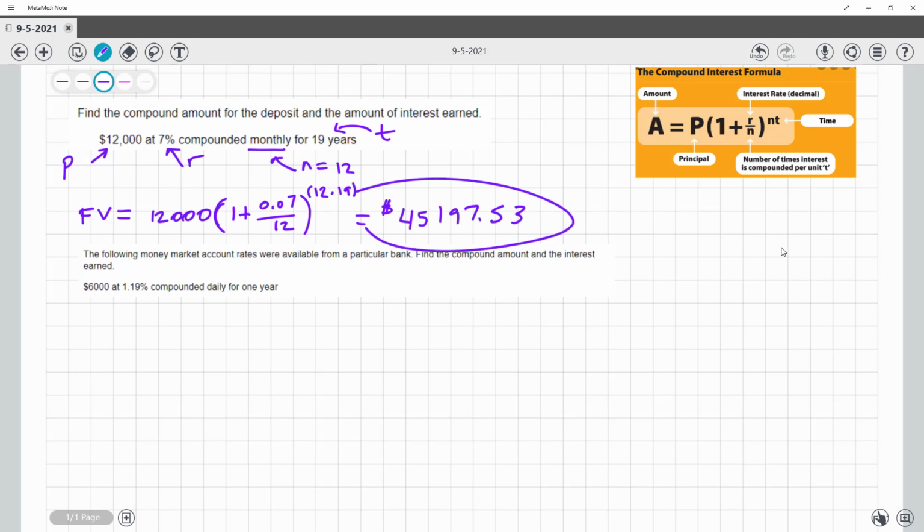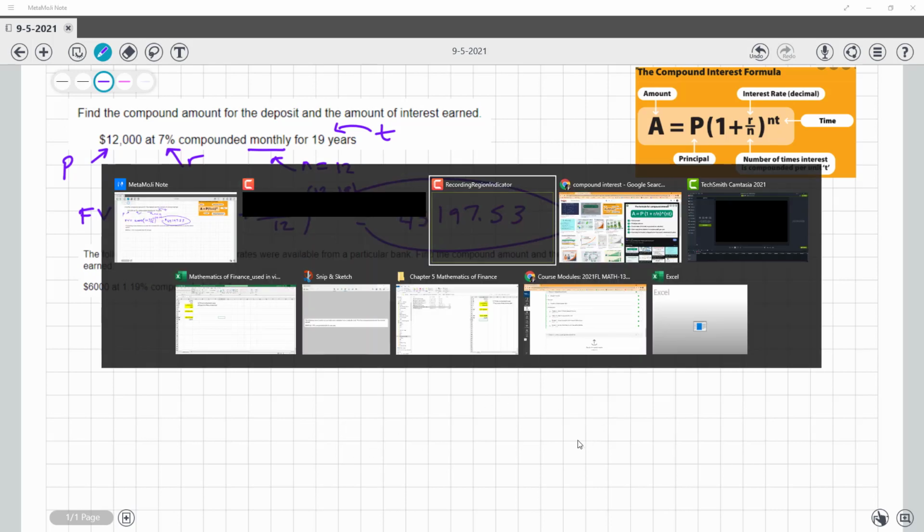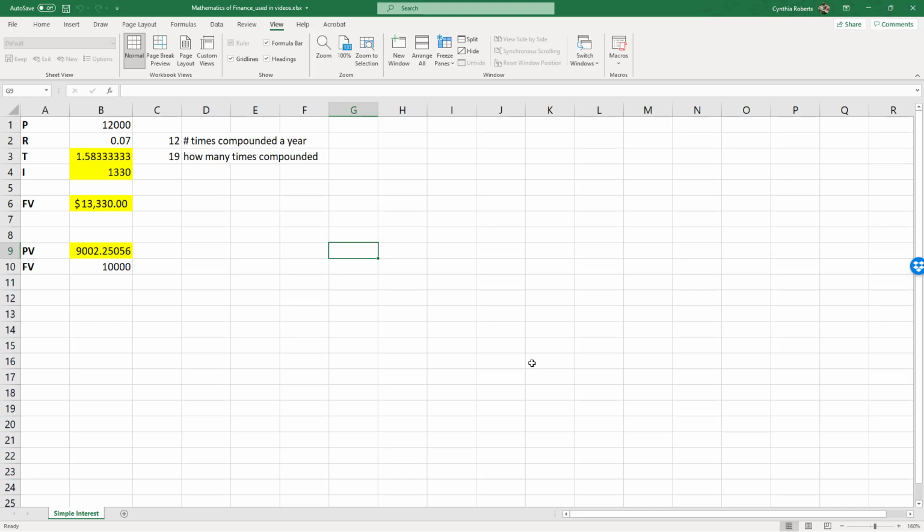But let's say this is good. This is a deposit. So you actually earned this money. And then, of course, you can figure out how much you earned by taking the $45,197.53 and subtracting 12,000.